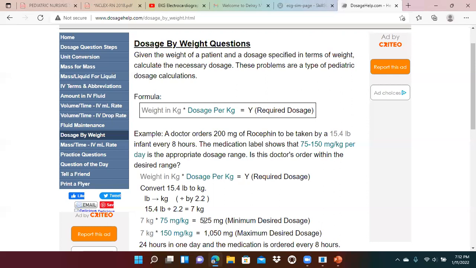So if you give the medication less than this, the medication will not work. And maximum dose, 7 kilogram times 150 means 1050 milligram maximum desired dose. If you give more than this, the medication will be toxic, causing poisoning, overdose. So the range is 525 to 1050. So they said this is the appropriate dose range. Is this doctor's order within desired range?